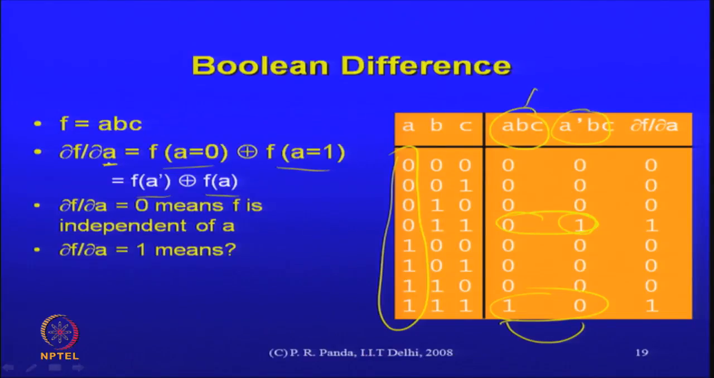Okay. What does this tell us? If this was 0 throughout, what does it mean? This is an XOR function, and if an XOR function is 0, it means that both the entries are same. What is the meaning of both the entries being same here? That means it does not matter if a is 0. Doesn't matter. You put a equal to 0, you put a equal to 1. If there is no difference, then that function is independent of a. Okay. What if it was 1? Then it is dependent on the a somehow.